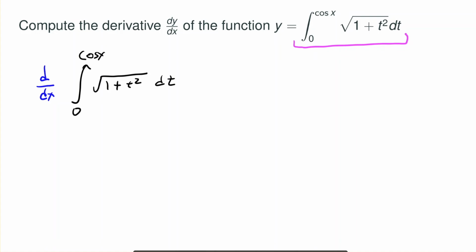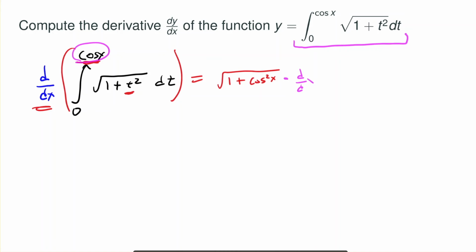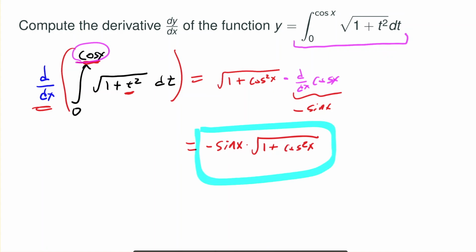And by the fundamental theorem of calculus, when we take the derivative of this, the t is just cosine x now. So we have 1 plus cosine squared x, under the square root. But because this is cosine x, not just x, we have to apply the chain rule. So we multiply by the derivative of cosine. Then what do we get? The derivative of cosine is negative sine x. So our final answer is negative sine x times the square root of 1 plus cosine squared x. So this right here is the derivative of this function.